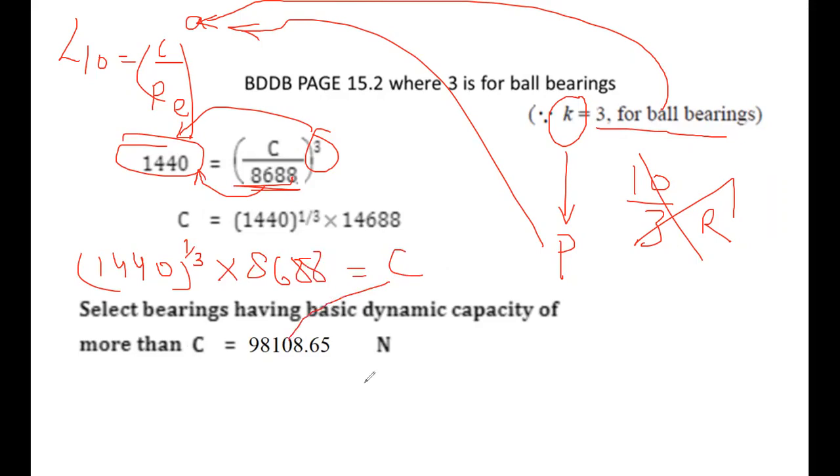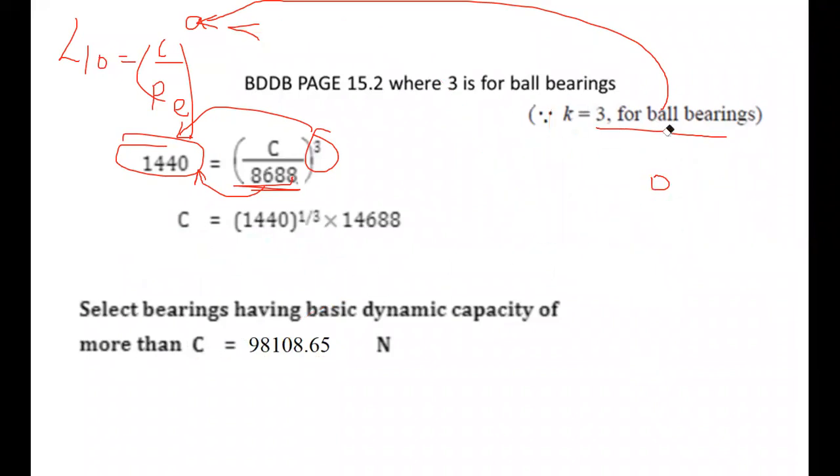You should go to design data book, and in front of this much load carrying capacity, you should be selecting a proper bearing with basic dynamic capacity either this much or higher than this. Whatever C value comes out, in front of that, whatever value of SKF bearing is written, that you are going to select. So it's very easy numerical.